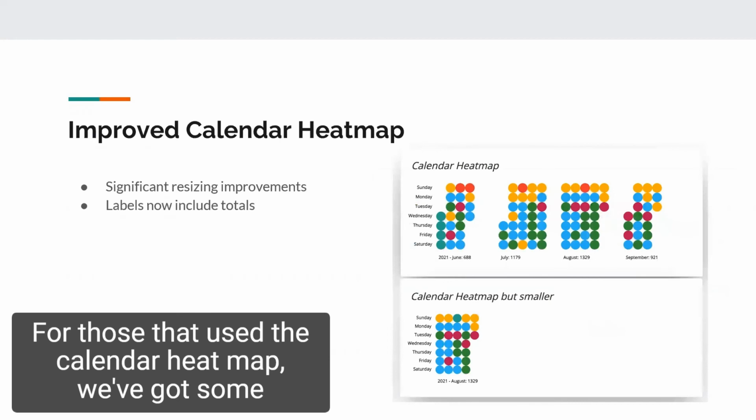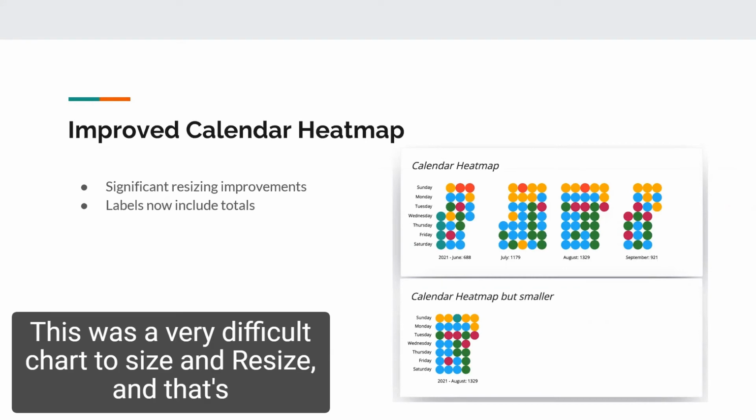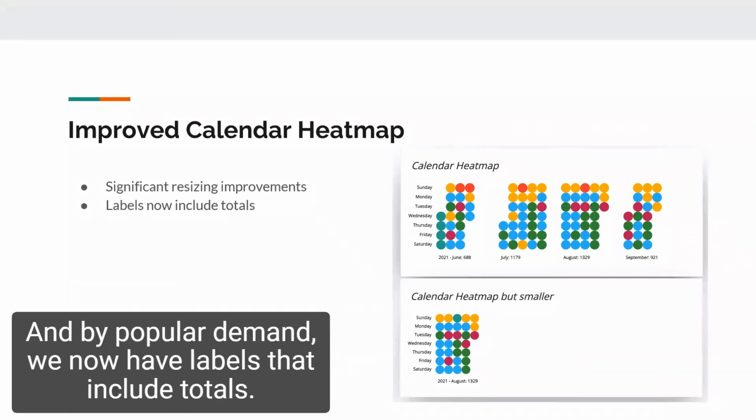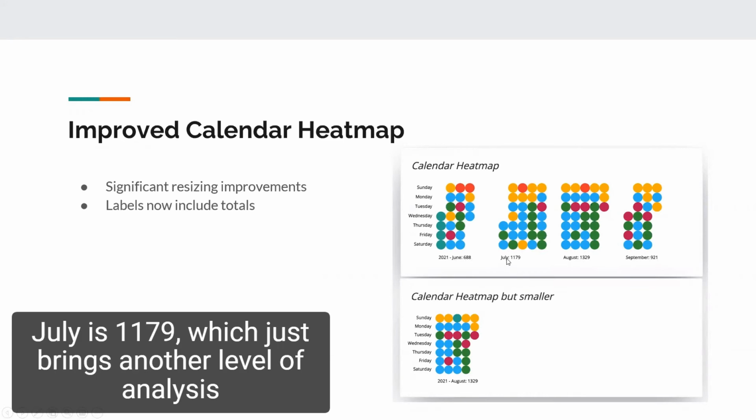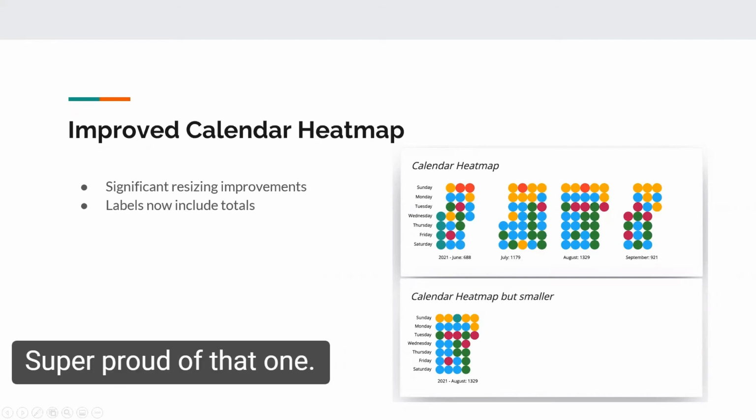For those that used the calendar heat map, we've got some improvements there. So this was a very difficult chart to size and resize, and that's been polished up a bit. And by popular demand, we now have labels that include totals. So in this case, you can see at the bottom here, June has 688, July has 1,179, which just brings another level of analysis to that calendar heat map. Super proud of that one.